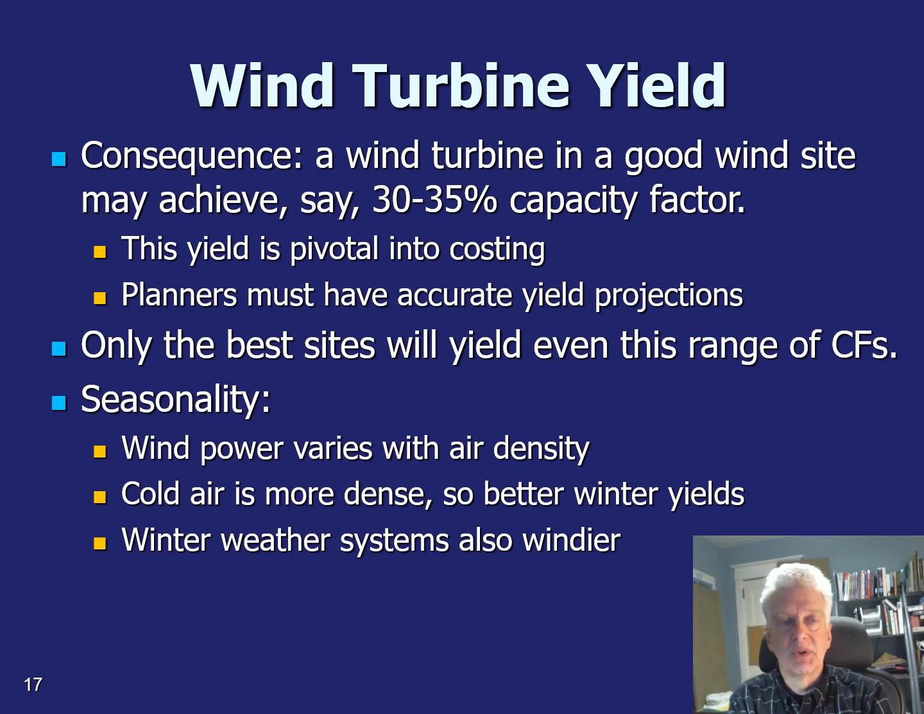Wind power varies with air density. Cold air is more dense, so in the winter you typically get better yields from wind turbines. In addition, winter weather tends to have windier weather systems, so you'll have more output in the winter.